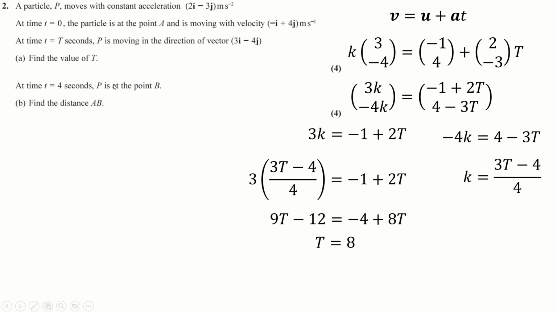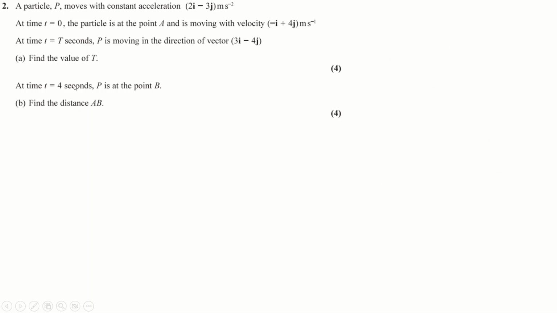When t is 4, P is at point B. Find the distance AB. So we want to know its position when t is 4. Now position is weirdly, for some reason, given as r in this rather than s. I don't really know why they changed to r when you're working in vectors like this. It confuses me. But anyway, r is in the SUVAT equation.